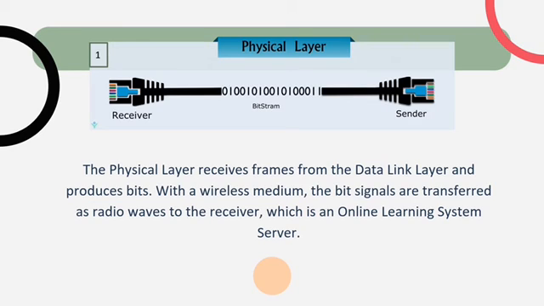The physical layer receives frames from the data link layer and produces bits. With a wireless medium, the bit signals are transferred as radio waves to the receiver, which is the online learning system server.